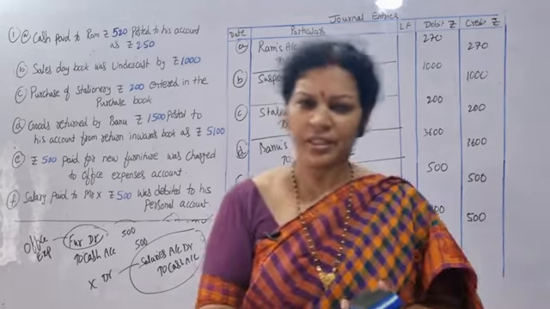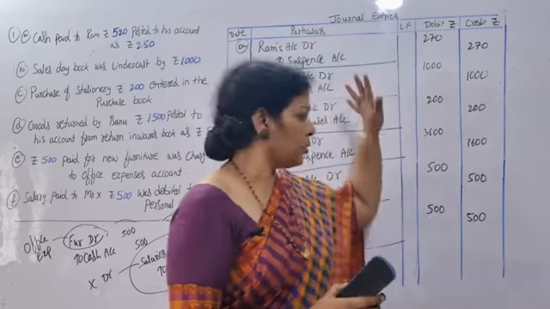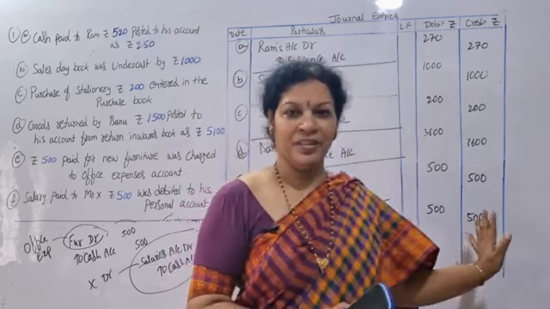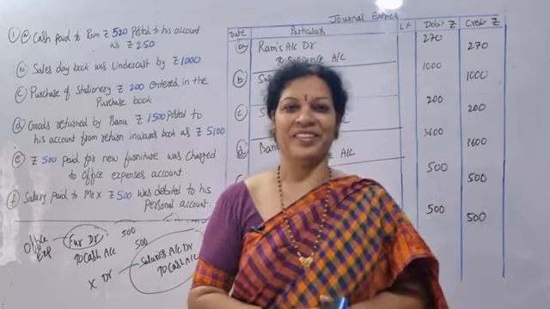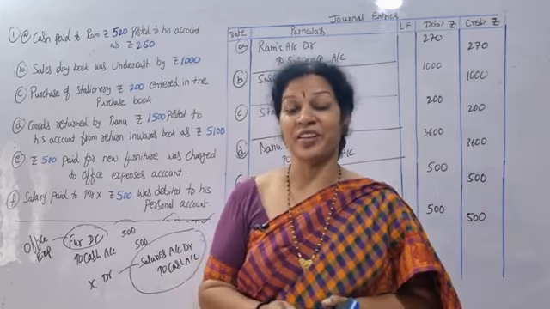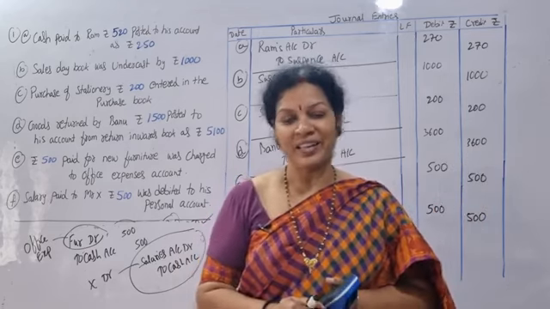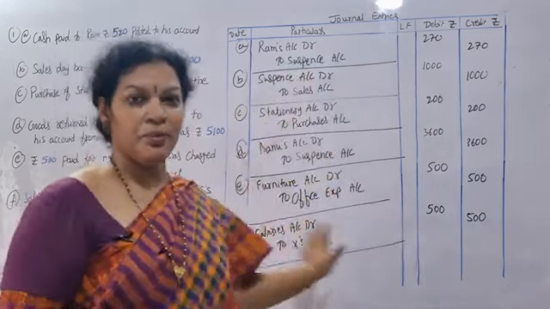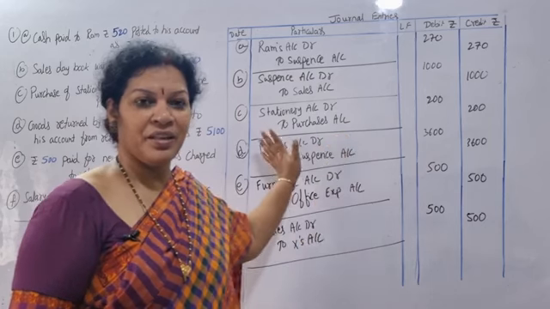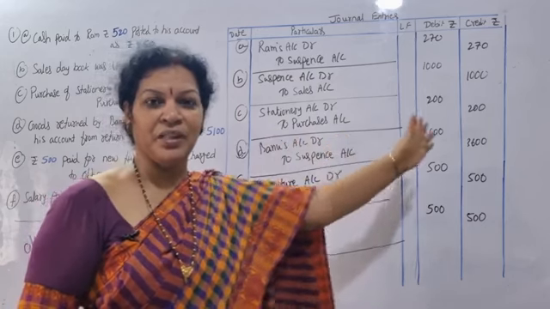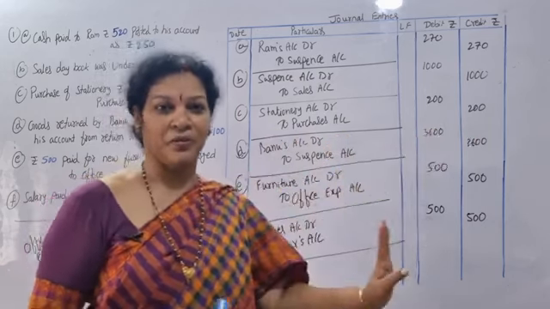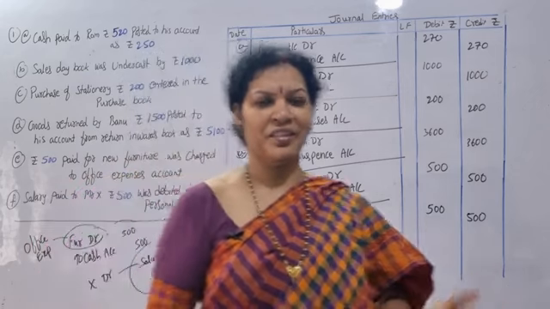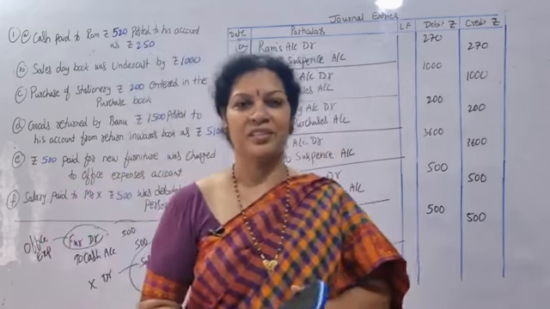Do one thing. Take the same problem. Don't look at the board and try by yourself. Let me know how many of you are getting it, how many are understanding it. Write it in the comment box. One more important thing: for the journal entry, you have to write the same proforma: date, particulars, LF, debit amount, credit amount. Am I clear? So, see you in the next class.